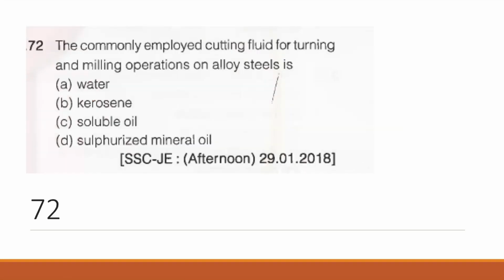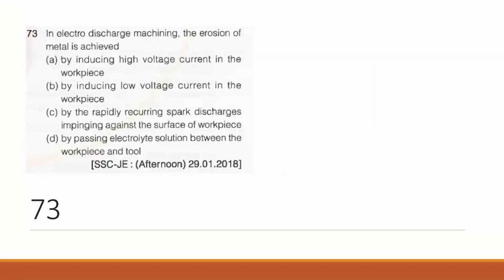Now 72. The commonly employed cutting fluid for turning and milling operation on alloy steel is. The answer is sulfurized mineral oil. This is the commonly employed cutting fluid for turning and milling operation on alloy steel, sulfurized mineral oil. Now the last question for this part.